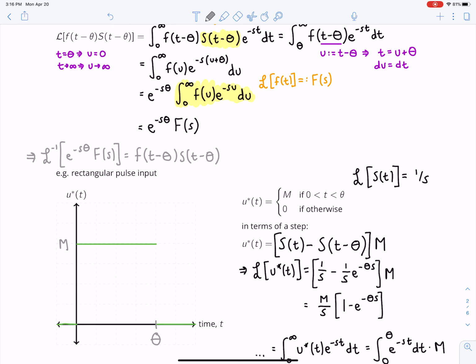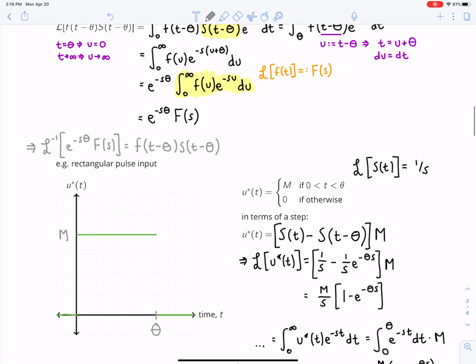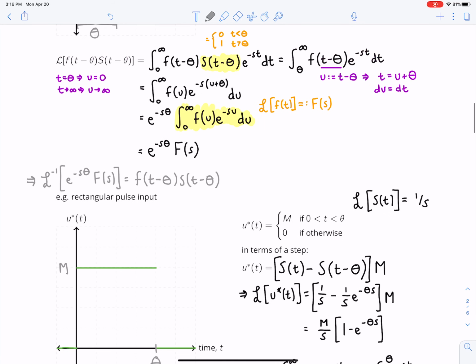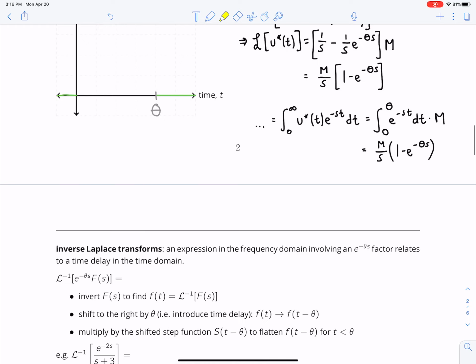Well, for t less than theta, actually, to account for the fact that f of t for t less than 0 is 0. So we can directly, straightforwardly apply this to invert any expression in the frequency domain that involves this e to the minus s theta term, which arises from a time delay.